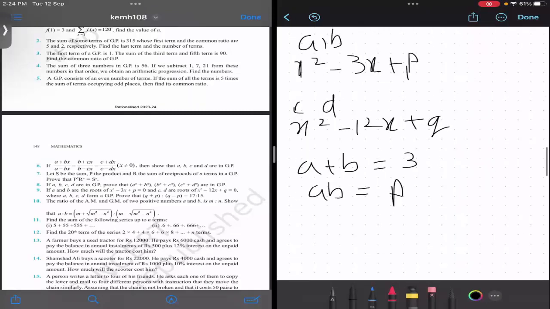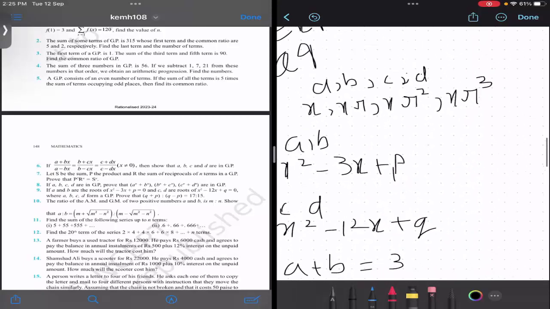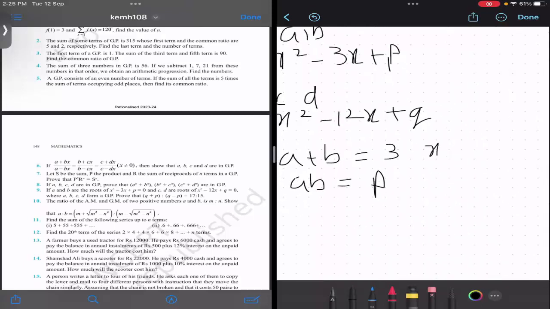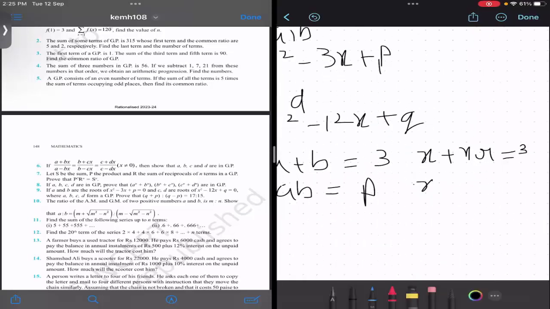How did I do this? I did this because we know that the sum of roots and product of roots are going to be −b/a and c/a respectively, right? But I've also written a and b to be of the form x and xr. So I'm going to just replace that. So x + xr is going to be 3, and x²r is going to be p, right?